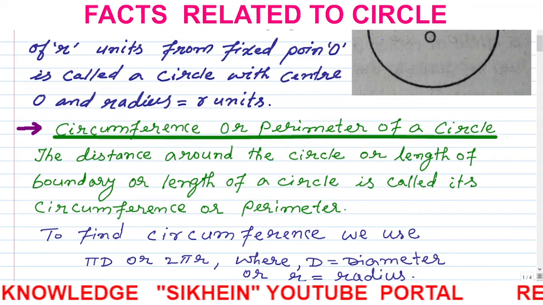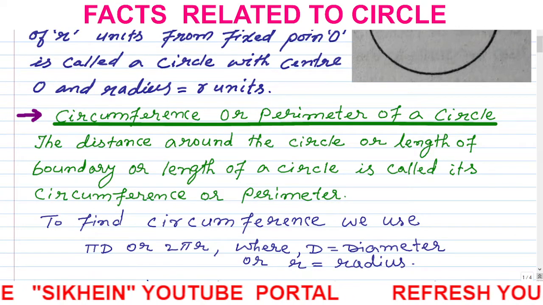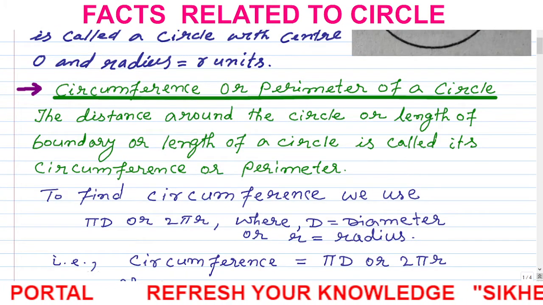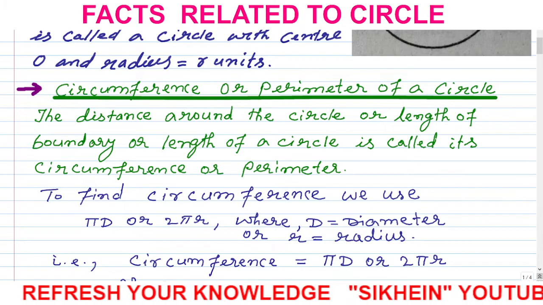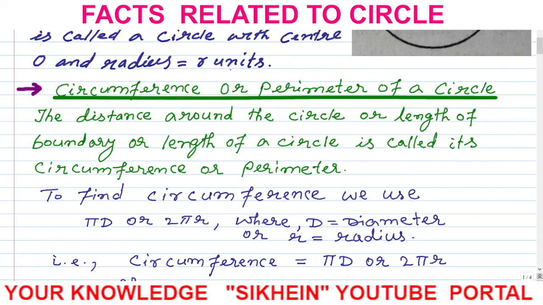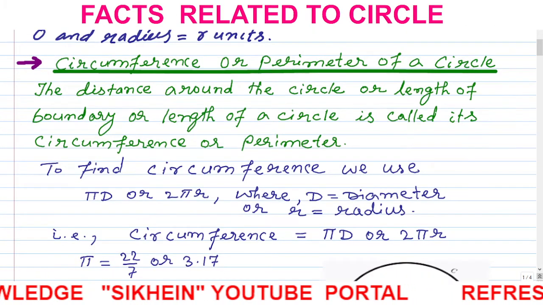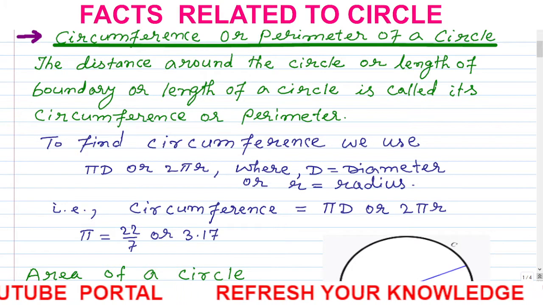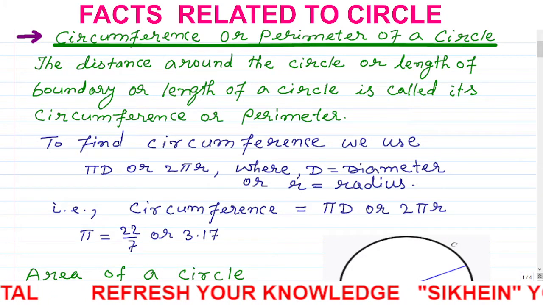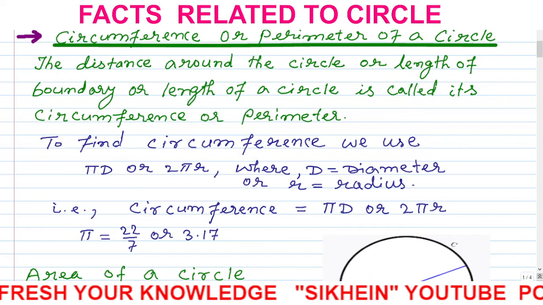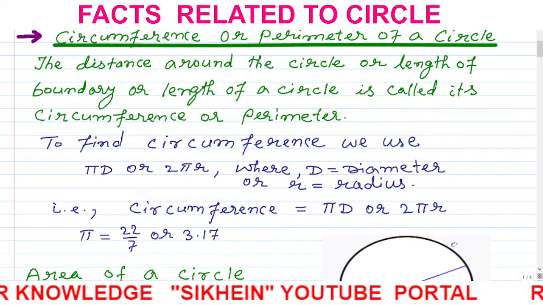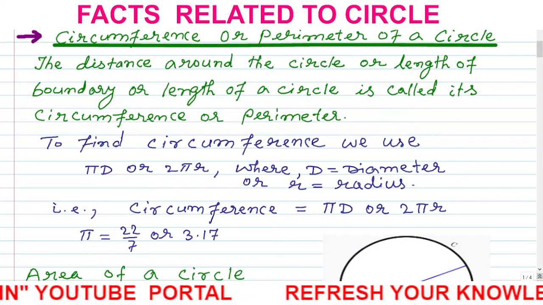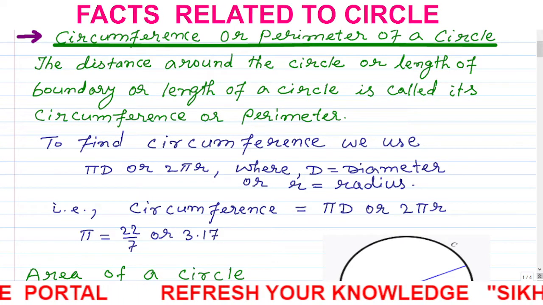To find circumference, we use pi d, where d denotes diameter, or 2 pi r. Usually in the lower class, we used 2 pi r, where r denotes radius. That is, circumference equals pi d or 2 pi r. As per requirement, if d is given, we will use pi d. If r is given, that means radius, we will use 2 pi r.